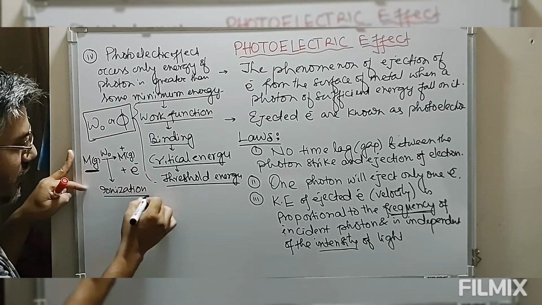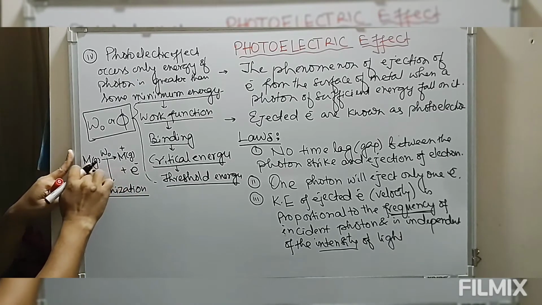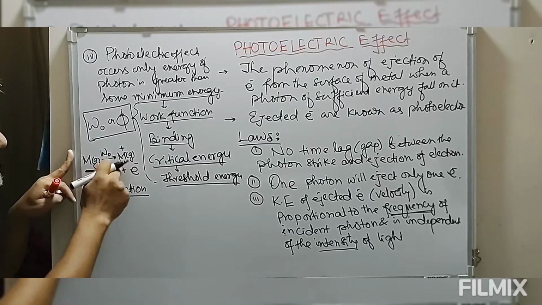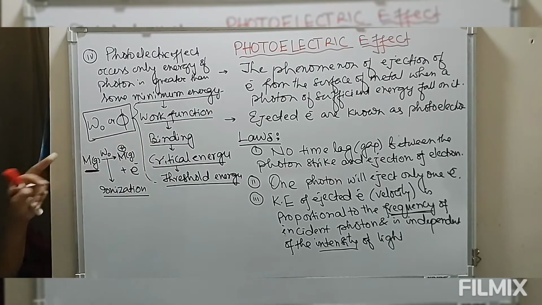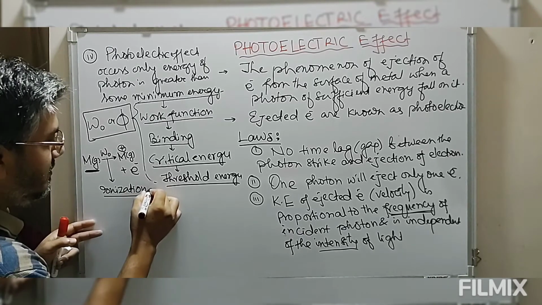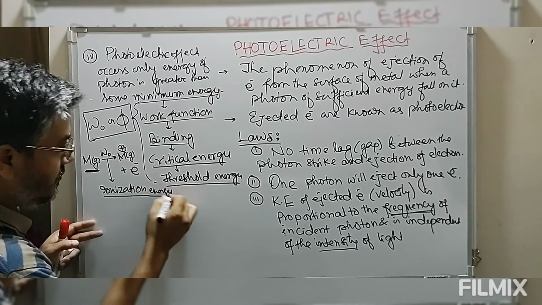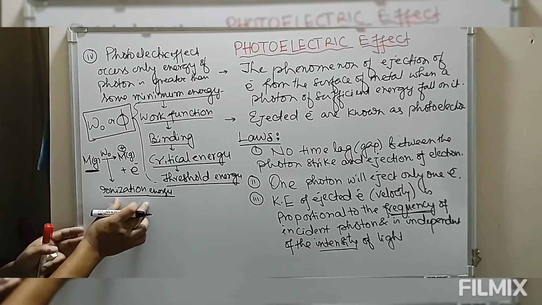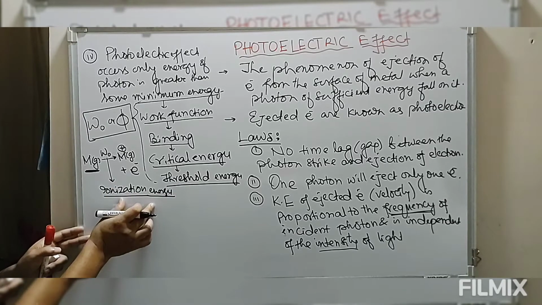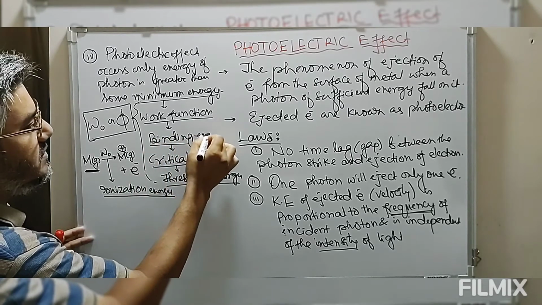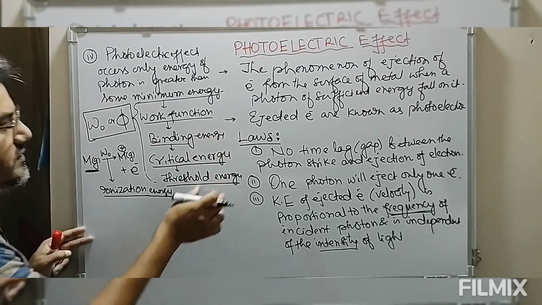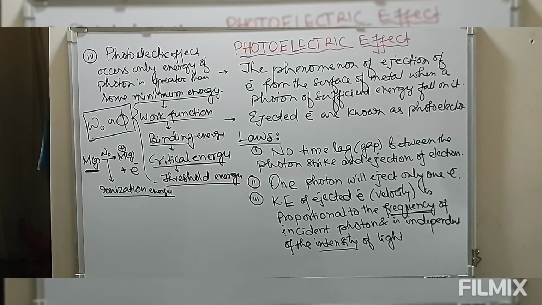Ionization energy means the energy required to ionize a neutral isolated gaseous atom into its ions. So we are supplying energy which corresponds to the ionization energy. This energy is sometimes defined as binding energy, critical energy, threshold energy, or some minimum energy. So the energy of this striking photon should be greater than this minimum energy.